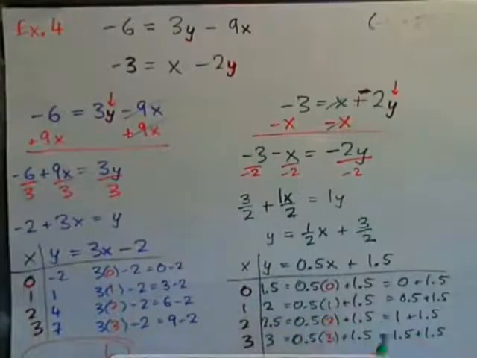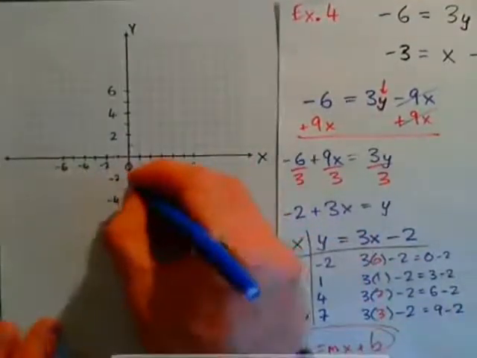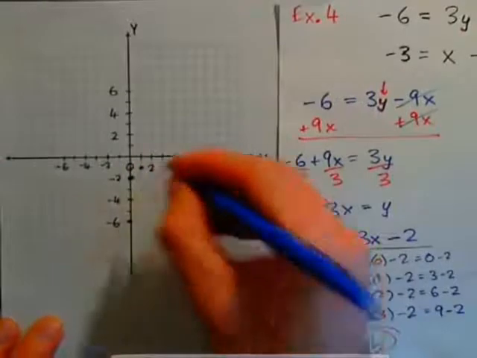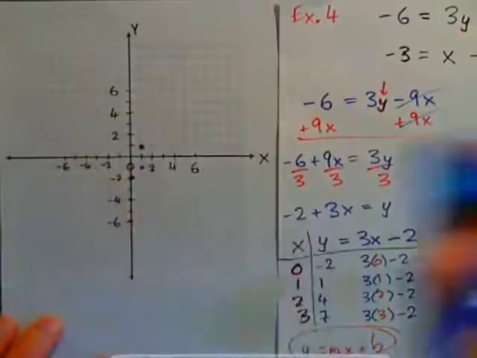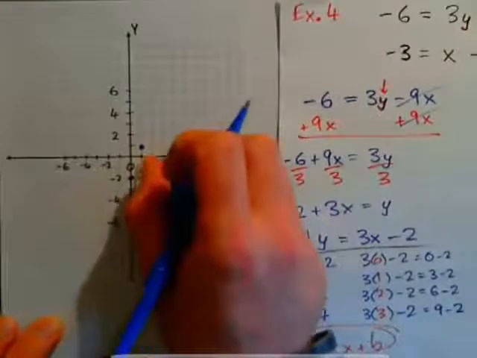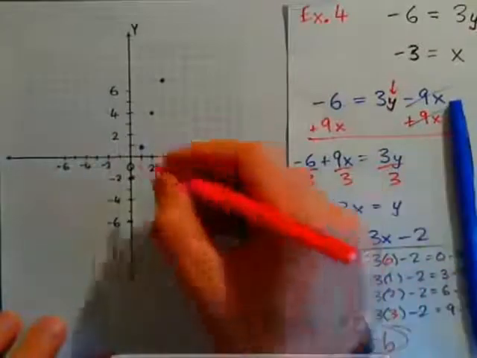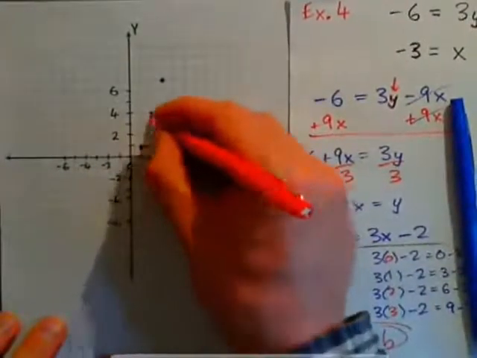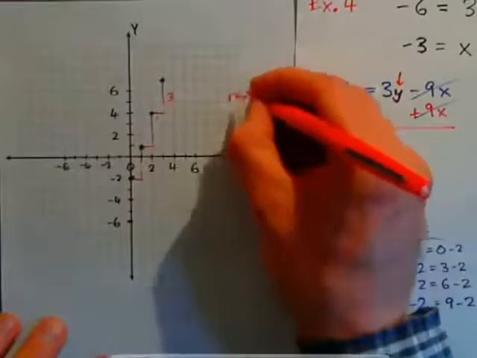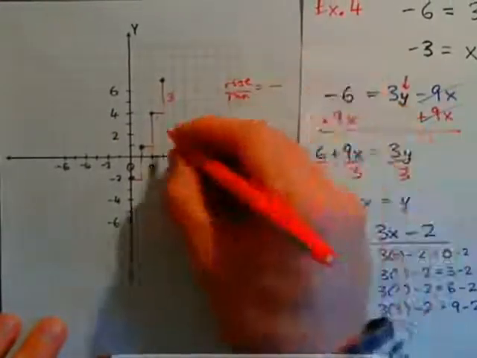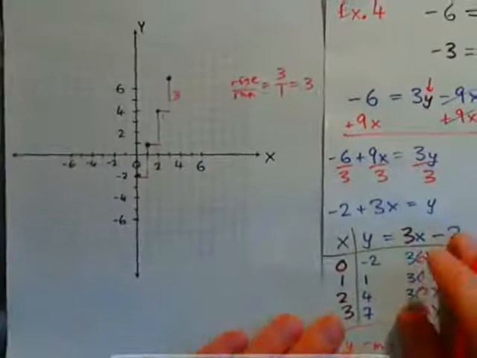So when I plot these, the blue line should give me 0, negative 2, 1, 1, 2, oops. 1, 1 is not there. 1, 1 is up here, my mistake. I made a mistake here. Okay, 1, 2, 4, 3, 7, and so on. So my points are going over 1, up 3, over 1, up 3, over 1, up 3. Run 1, rise 3. And if I want to check my rise over run right away, I'm running 1, I'm rising 3, so the slope is 3, and I can see that m equals 3 from the equation.